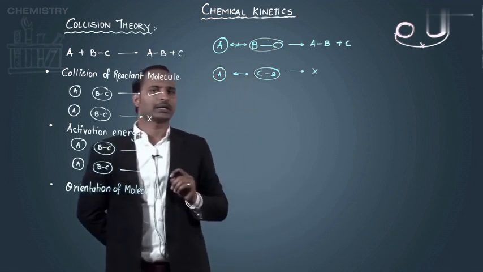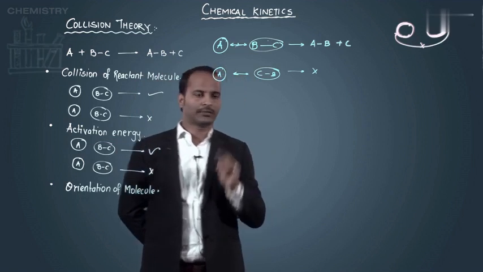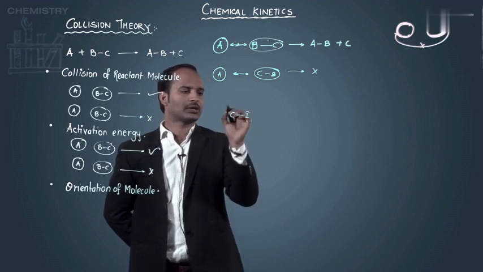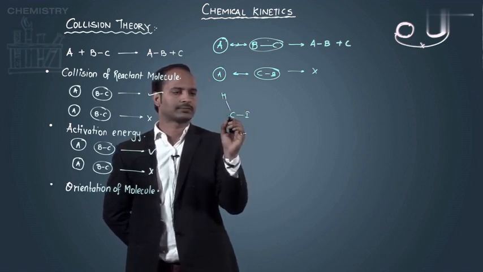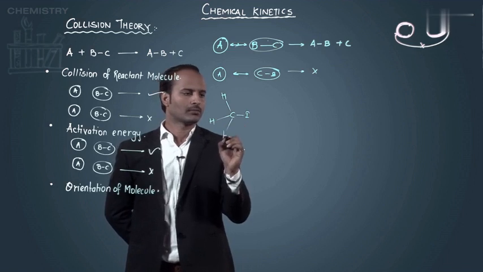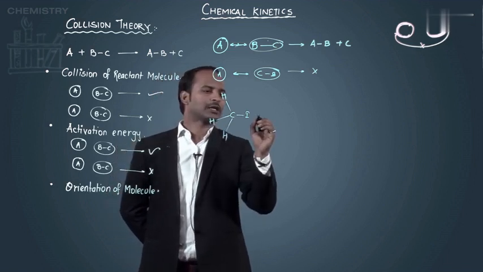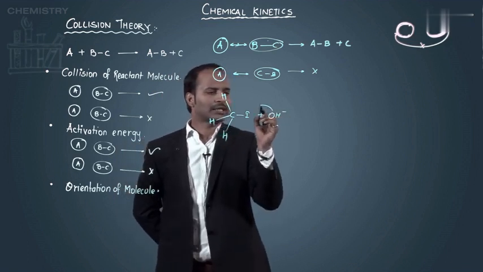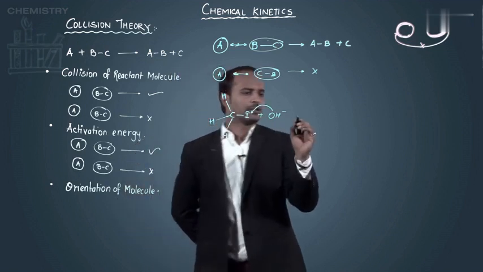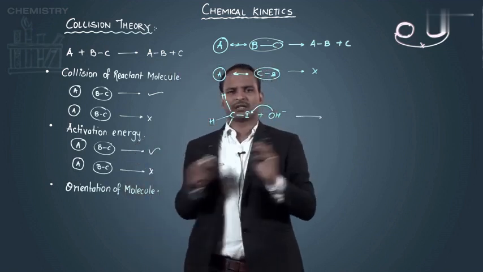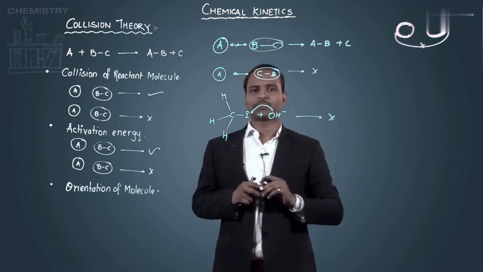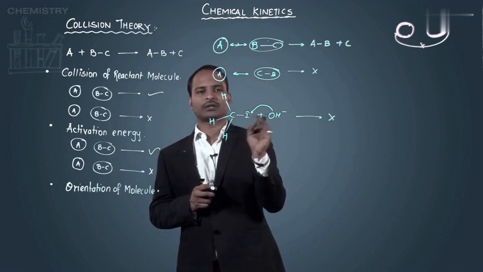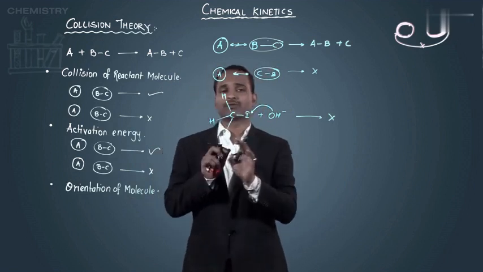A simpler example is the formation of alcohol from the alkyl halide. We had studied this. Suppose I have some alkyl halide, let iodine be attached to the carbon, with these three hydrogen atoms. I am adding OH minus ion to this. Now if the OH minus ion is attacking from the front side, it bounces back, meaning the product doesn't form. That means the OH minus ion from the front side never forms a product, meaning the molecules are not properly oriented.